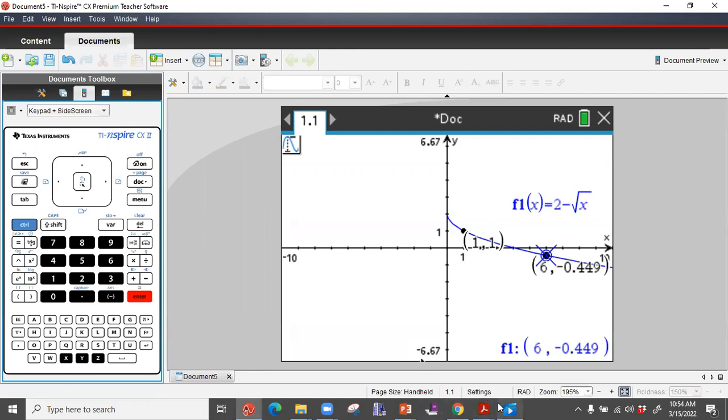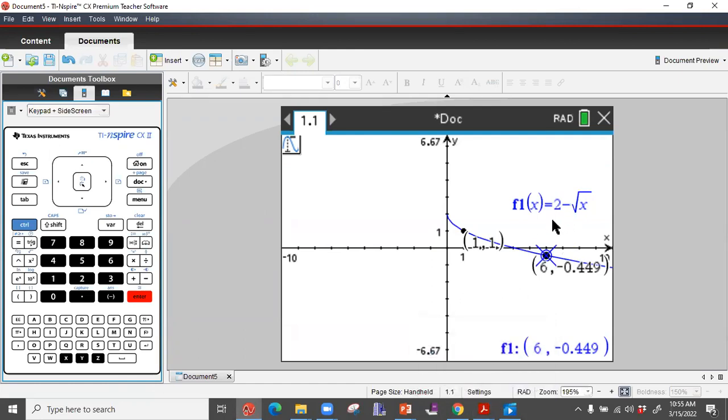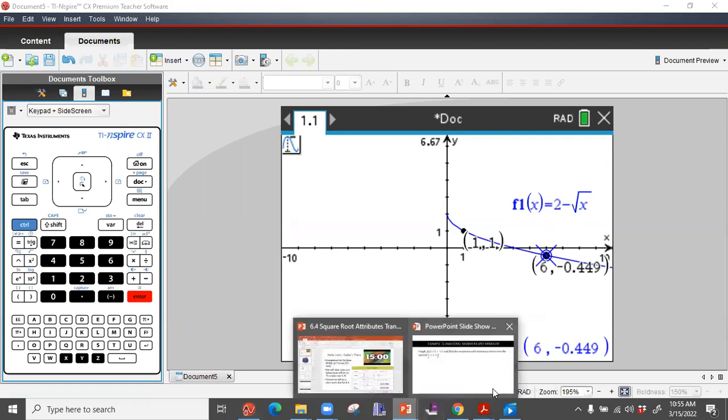Why is your graph going down? My graph is going up because I put mine in correctly. You put in 2 minus the square root of x? Are you sure? I don't think you did.